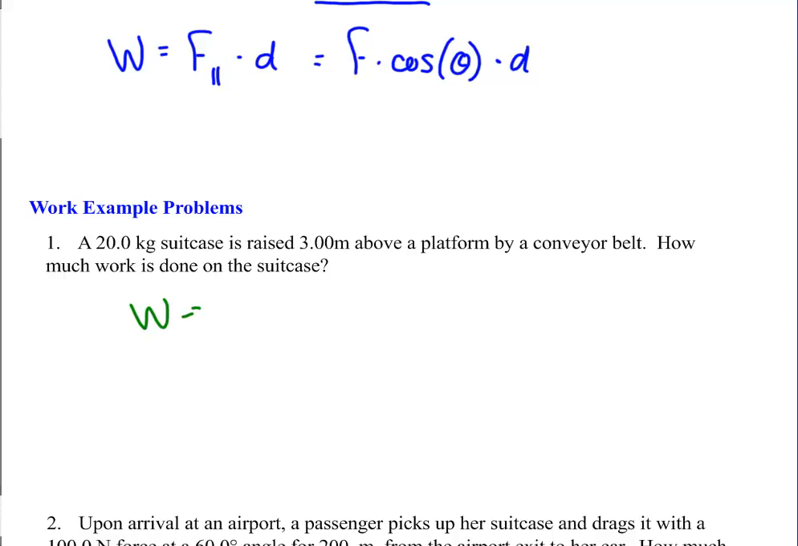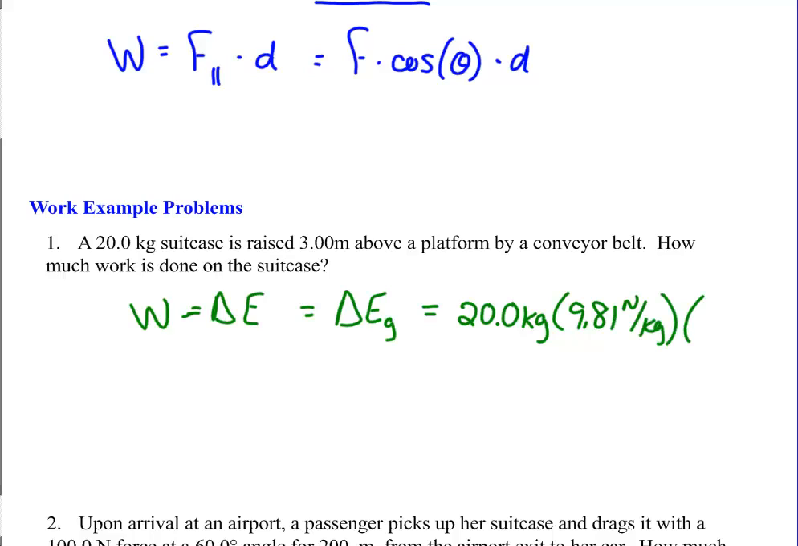So work is a change in energy. What kind of energy is changing? Well, the gravitational potential energy is changing. If I say that the suitcase is on the ground and it has 0 gravitational potential energy, then the gravitational potential energy it possesses at 3 meters is going to be the amount of work that had to be done on the suitcase. So I have 20 kilograms times 9.81 newtons per kilogram times 3 meters. And so my work is 589 joules. And that is work done on the suitcase because the suitcase gains energy.